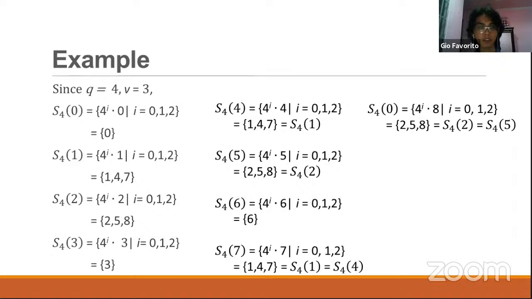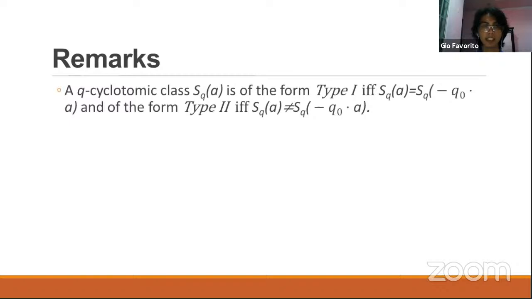So, dito, nag-induce siya ng partition wherein yung 1, 4, 7, 2, 5, 8, 6, 3, and 0. Ayan. So, yung remarks natin, the Q-cyclotomic class S_Q(A) is of the form type 1 if and only if S_Q(A) is equal to S_Q of the inverse of Q_0 times A, and of the form type 2 if and only if S_Q(A) is not equal to S_Q of the inverse of Q_0 times A.